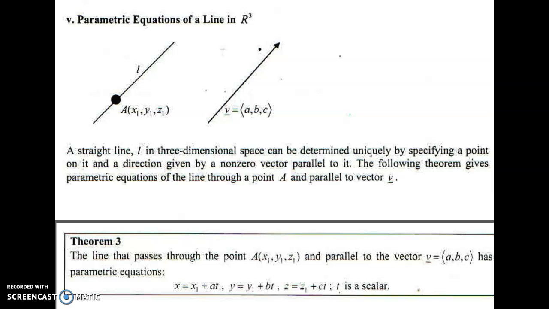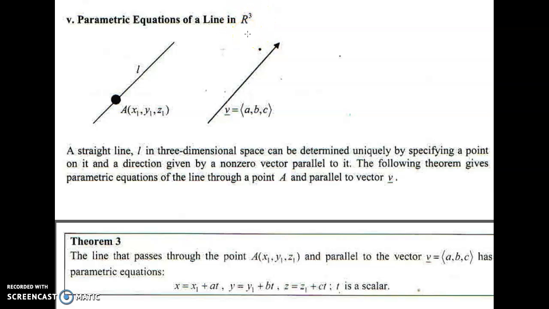Hi guys, Assalamualaikum. In this video we are going to proceed with the next subtopic of application in dot and cross product, which is finding an equation of a line in three dimensions.